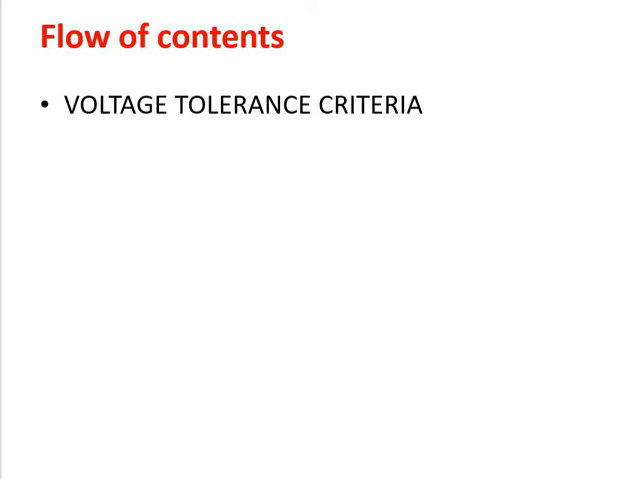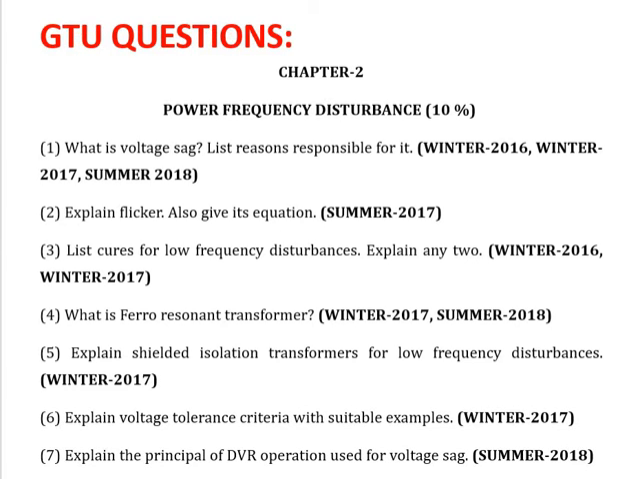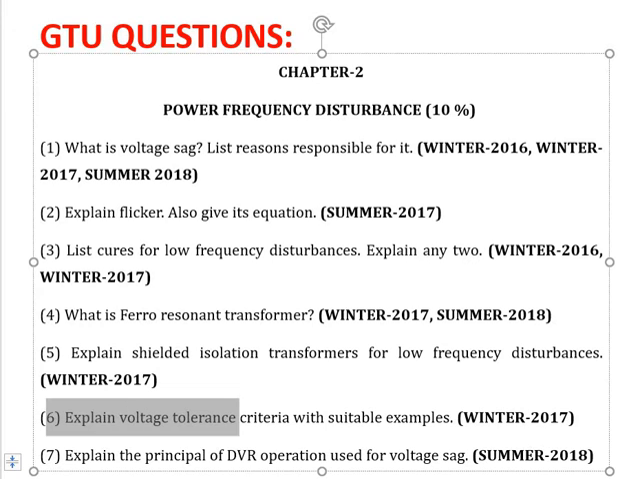This is the most important topic, and this is a GTU question which was asked from chapter 2, Power Frequency Disturbance, and it has a weightage of 10 percent. We will cover today question number 6: Explain voltage tolerance criteria with suitable example, which was asked in winter 17 and is a most important question.